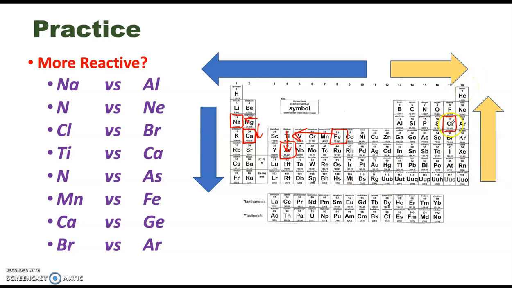And you'd only ever compare nonmetals to nonmetals and metals to metals. If I ask you to compare a metalloid in there, just treat it as if it's the same as the other element you are working with. So there you go. That is where we will end this video.